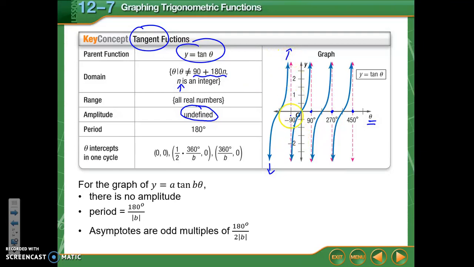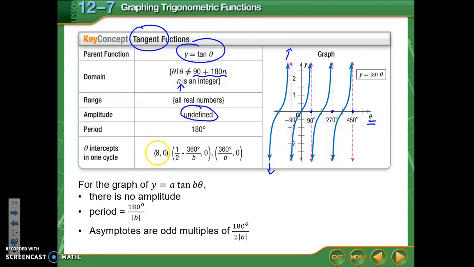After that, I have an asymptote. So I have infinitely many asymptotes and infinitely many of these curves in my tangent graph. The period is 180 degrees instead of 360, so it only goes from 90 degrees to 270 degrees. It's undefined at those two places, then it's undefined at 450. So every 180 degrees, that pattern repeats.